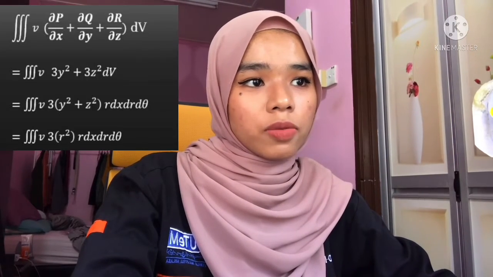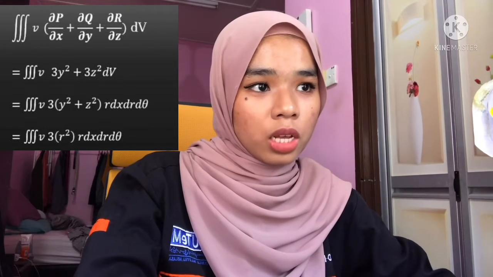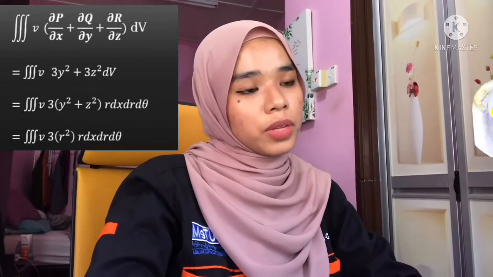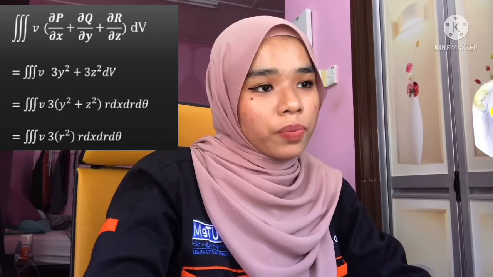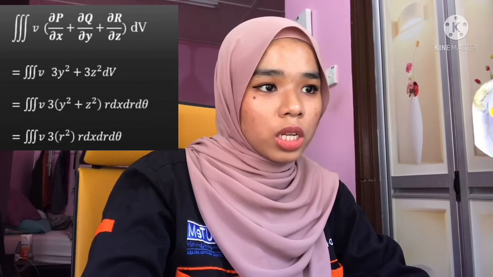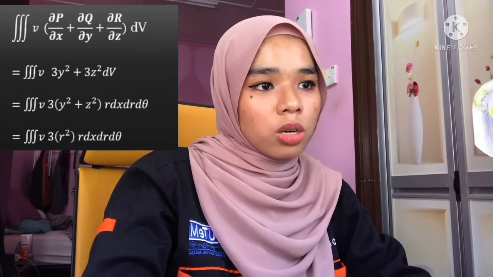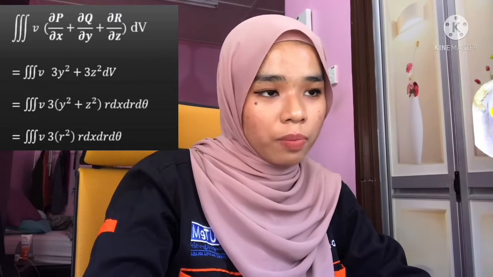So we proceed to the calculation, where we use the divergence theorem: the triple integral over the region V of the partial differentials of vector field F dV. So we substitute the partial differentials of vector field F with 3y squared plus 3z squared. This dV, we will change to cylindrical coordinates, where it is r dx dr d theta. So we will obtain the triple integral over the region V of 3 times y squared plus z squared, r dx dr d theta.